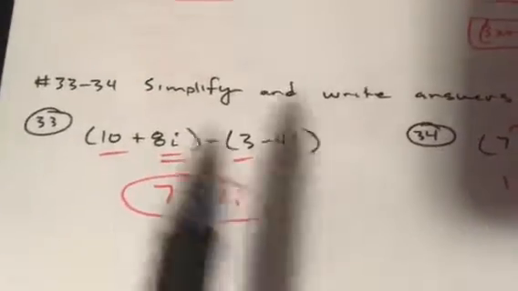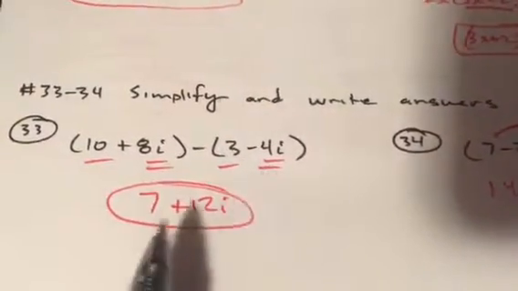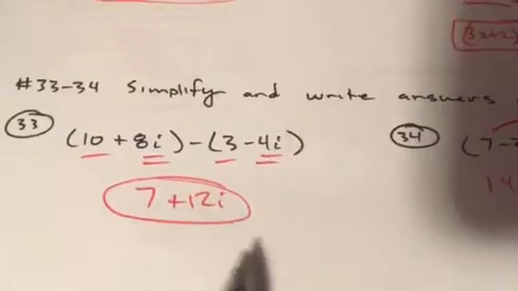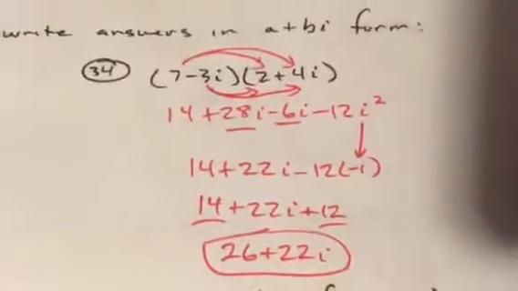This next one, just combine like terms. 10 minus 3 is 7. 8 minus a negative 4 is a positive 12. Just attach the i. i squared is a negative 1. I'll give you that on the final.